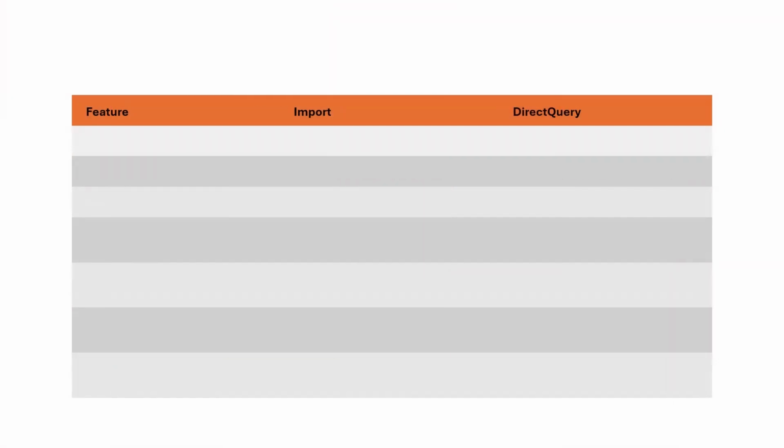Import mode and direct query mode are two types of data connectivities present in Power BI. With import mode, you store the data in Power BI file. So the data is stored in memory. Whereas direct query, you do not store the data in memory. You are making the queries live.